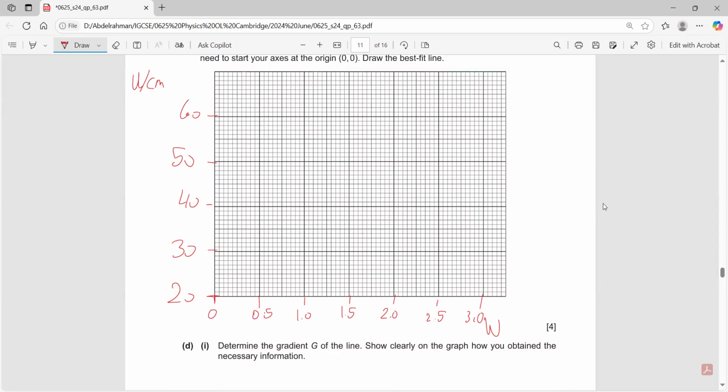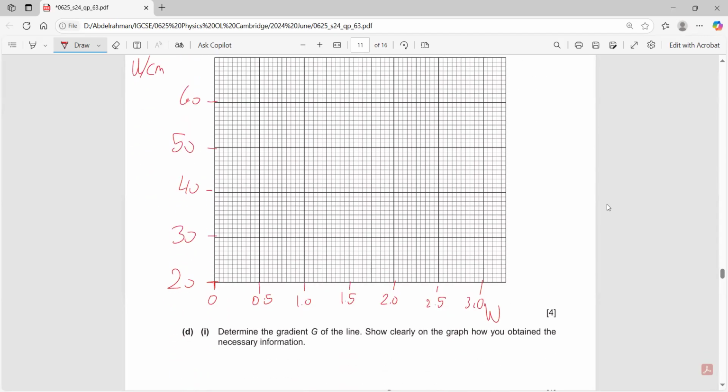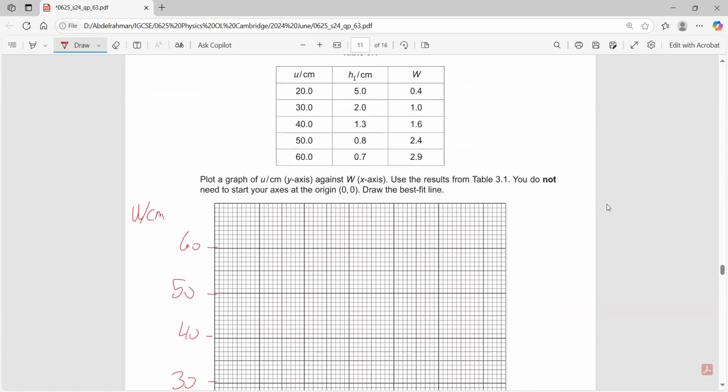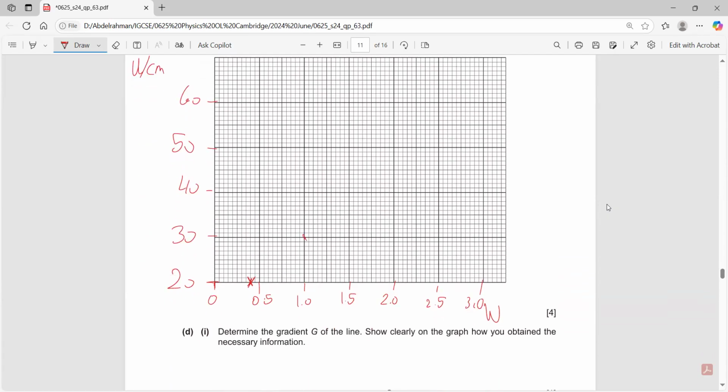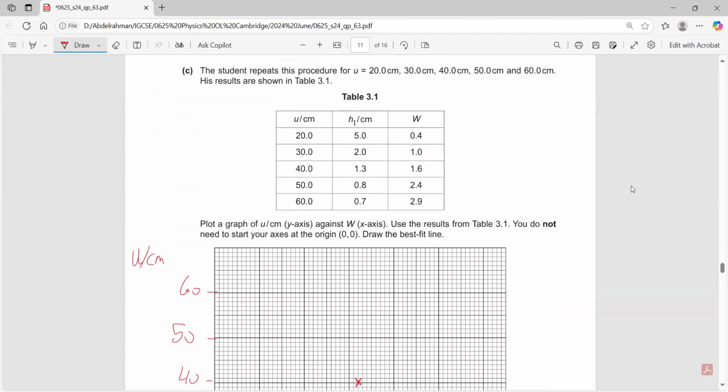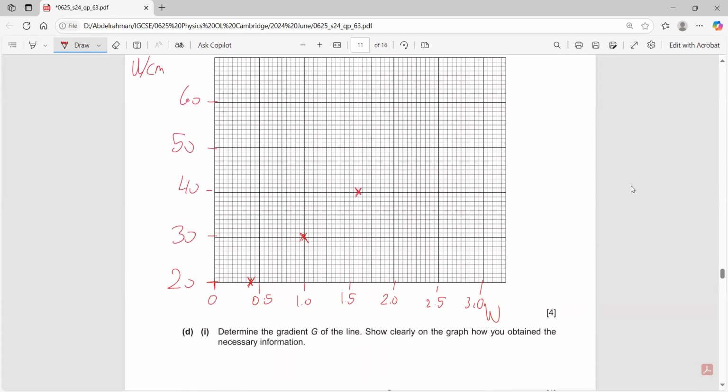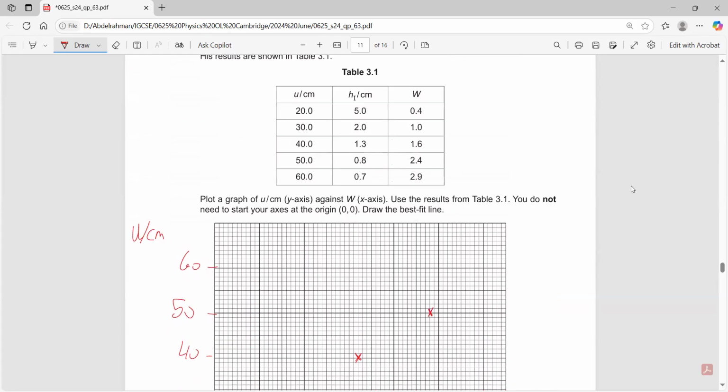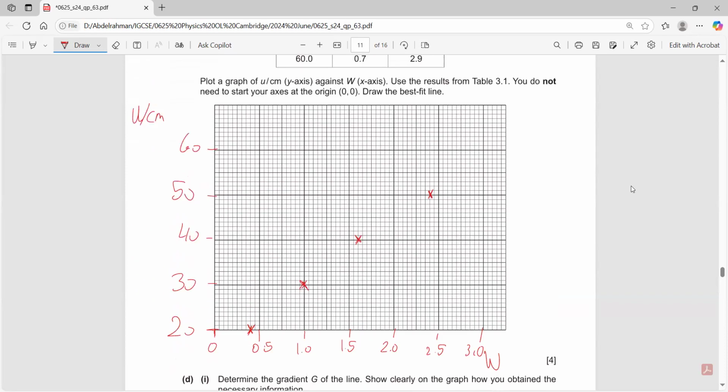Okay, let's plot the numbers. 20 and 0.4, where is 0.4? It's right over here. 30 and 1.0. 40 and 1.6. 50 and 2.4. And 60 and 2.9. These numbers are quite easy.